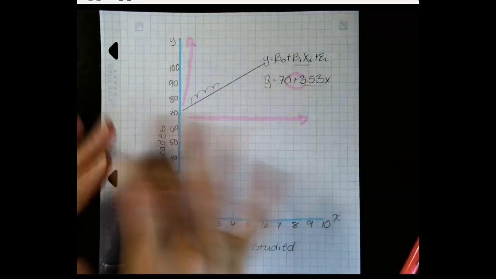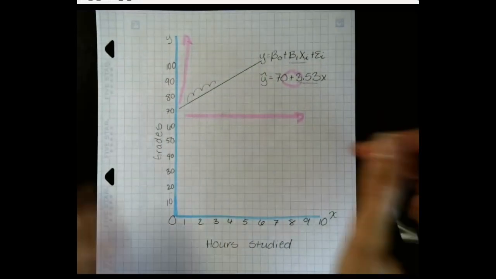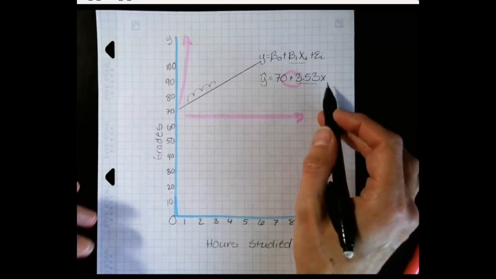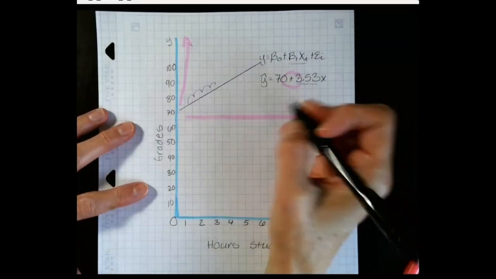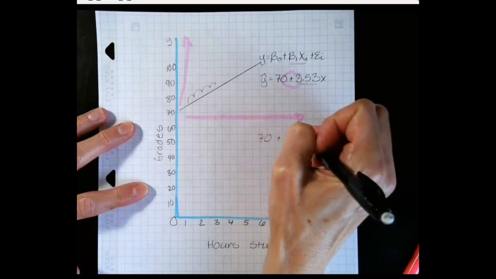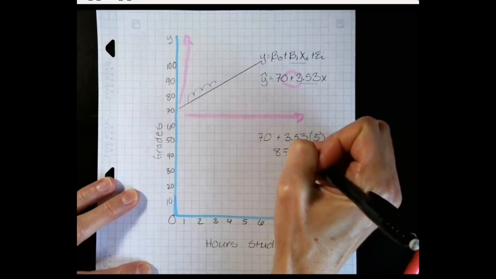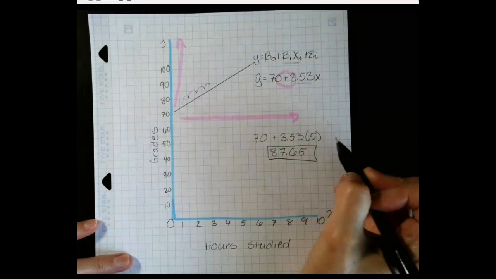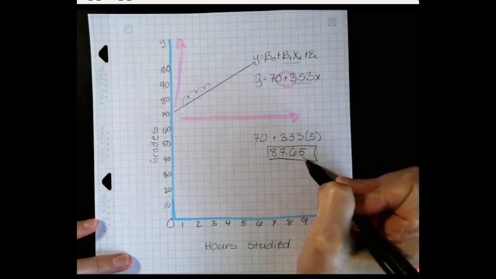Okay, so hopefully all of this feels familiar to you, and maybe a little bit of a review. For the sake of one more thing, let's go ahead and add a number here just to demonstrate it. Let's say that we studied for 5 hours. So we would say 70 plus 3.53 times 5. We work that out, and our total is 87.65. So if we studied for 5 hours, our final score would be 87.65.